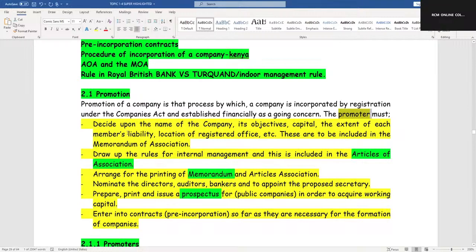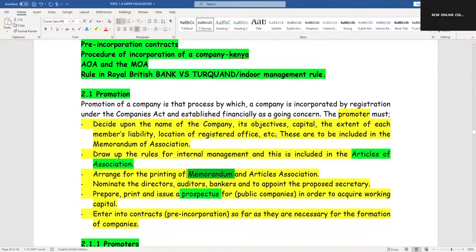So number one, he suggests or decides upon what will be the name of the company. Each and every company has a name. So the person will ensure he has proposed or suggested what will likely be the name of the company, in this case, the promoter. He'll decide upon the main purpose, the objectives as to why the company is being formed. What is the essence or reason of forming the company? And of course, later on, we are going to see that these objectives are normally set out in what we call the Memorandum of Association.